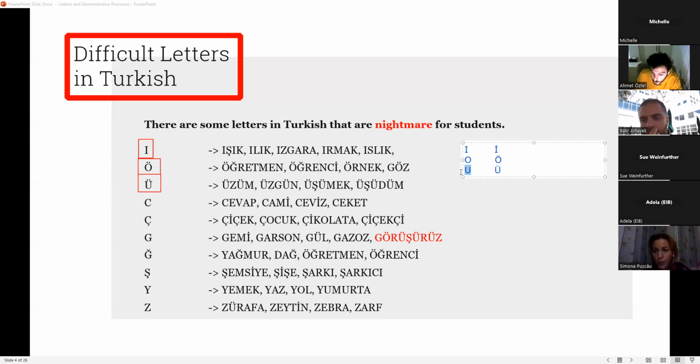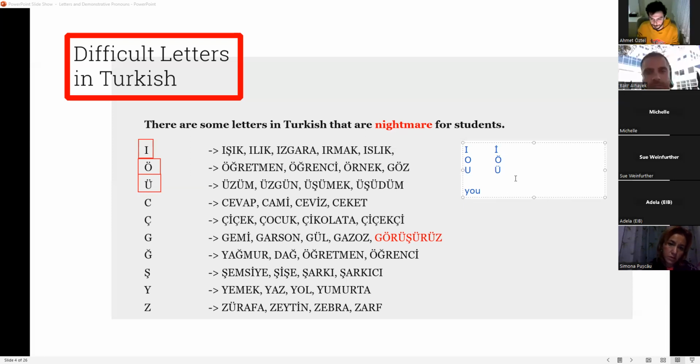U is basically a very small gap between your lips, and your tongue is at the back. It's similar to the sound that you make when you are saying "you." But this one is like a sound that we make when we are about to vomit. The tongue is in front and the lips are a little bit farther away from each other, but the shape is still round.